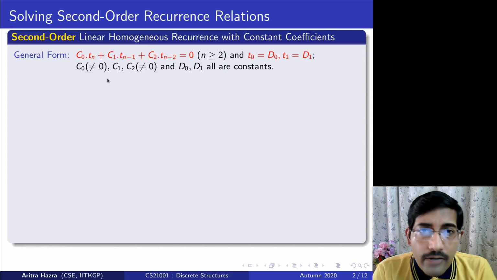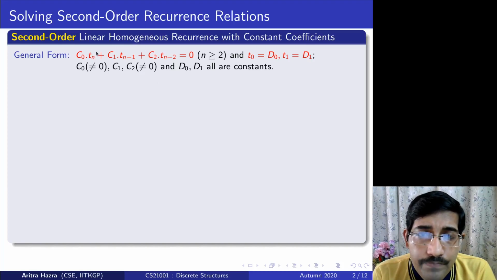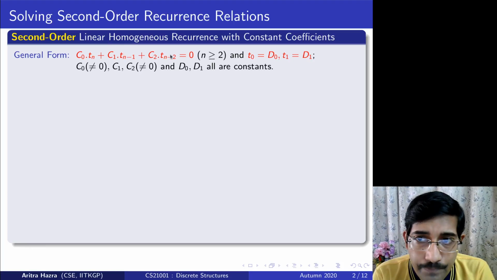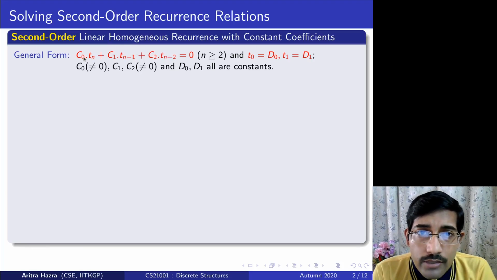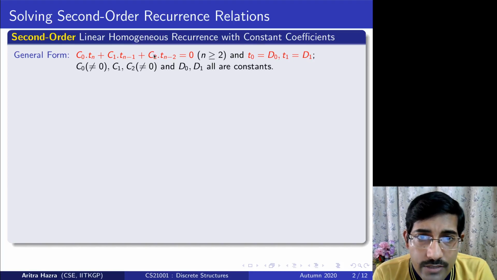So we start with the second order linear homogeneous recurrence with constant coefficients. We say a recurrence is second order if its nth term is dependent not only on the previous term but also on the previous-to-previous term. In this second order recurrence, obviously C0, C1 and C2 are constant, so we have constant coefficients. It's linear because every term occurs in a linear manner. And it's homogeneous because there is no added function of n with it, so f(n) equals 0.